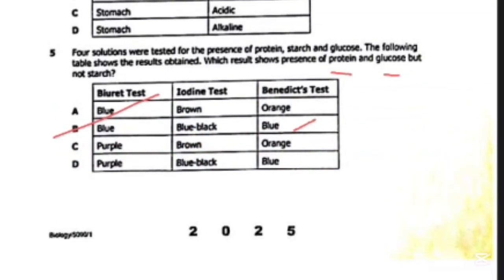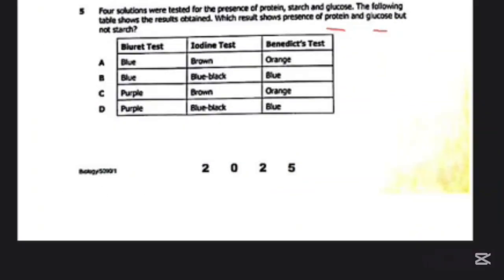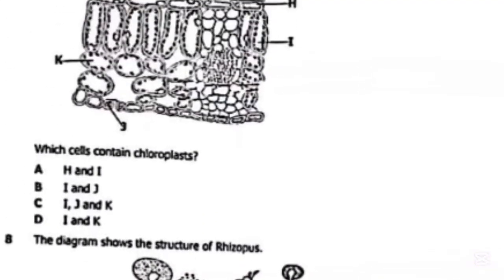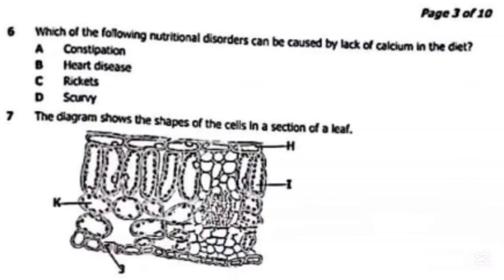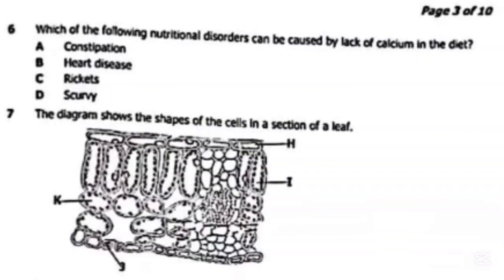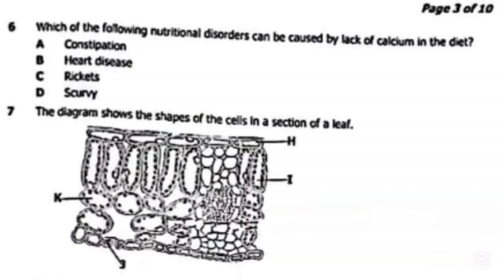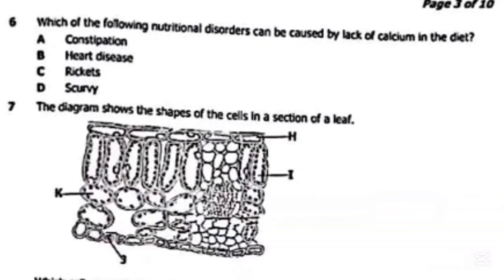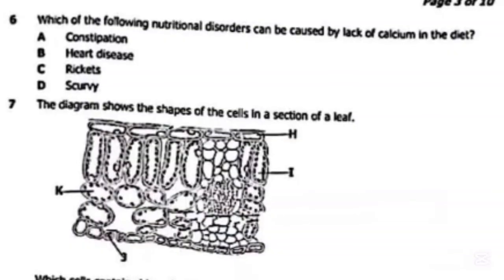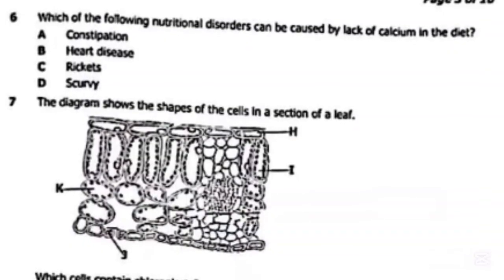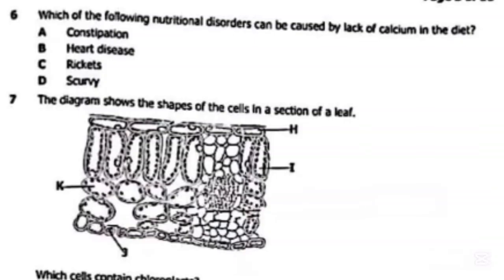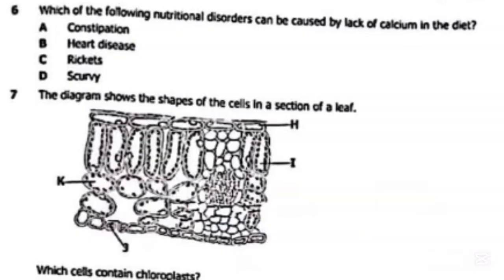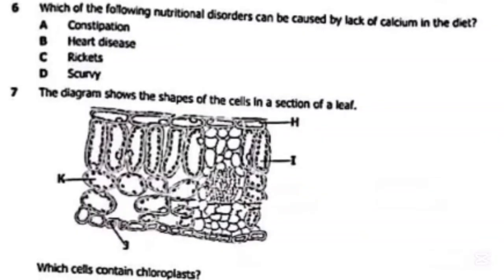Moving on to question 6. Question 6 is saying, which of the following nutritional disorders can be caused by lack of calcium in the diet? You see that questions repeat. If you see this question, we already covered it in my first class where I talked about the types of nutrients and the diseases they cause, where we talked about rickets and anemia. Here they're asking specifically for calcium.